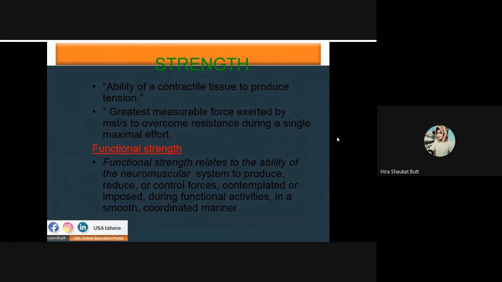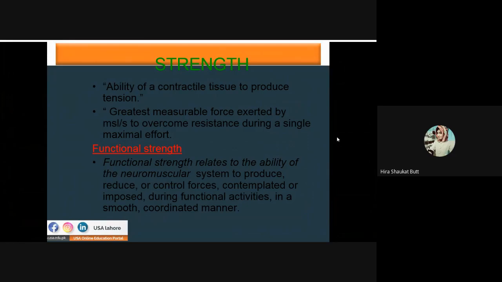Strength is always the ability of a component to do something. So in case of muscle strength, it is the ability of the muscle tissue to produce force, to produce tension, or to overcome external tension and external force with a maximum effort. And what is the functional strength? Basically, functional strength is the ability of the neuromuscular system to produce, reduce, and control forces contemplated or imposed during functional activities in a smooth, coordinated manner.